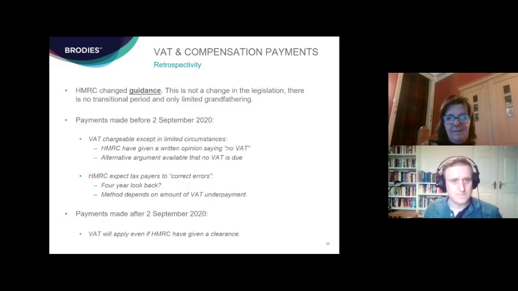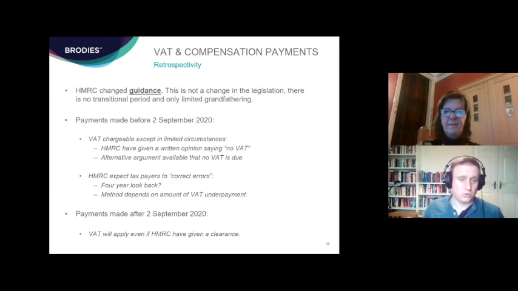Next page. On the retrospectivity, this is almost the most surprising thing to have come out of the Revenue and Customs brief. And it was universally unpopular. I suppose the HMRC justification for this is that they were changing guidance because ultimately they decided their guidance was wrong. There's no change in the law at all.